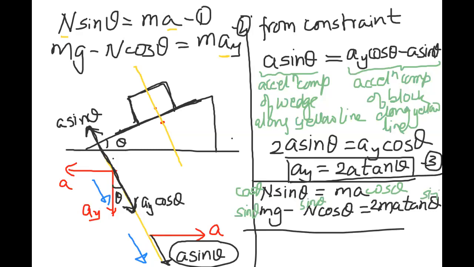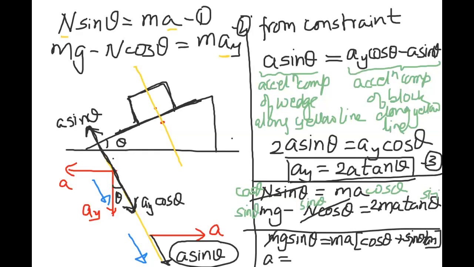Then you simply add them up, and when you add them up, then this and this will cancel out, and we'll get mg sine theta is equal to ma, taking common, into cos theta plus sine theta tan theta. So a must be equal to, m cancels out, right? And I divide throughout by cos theta. So I will get g tan theta.